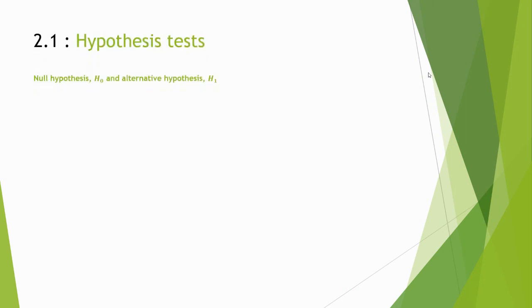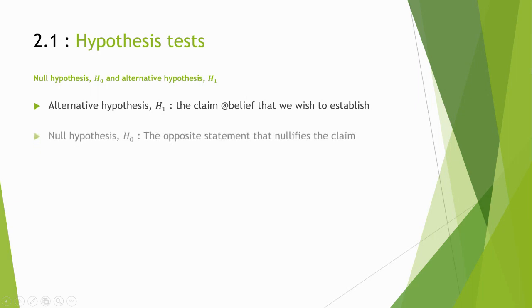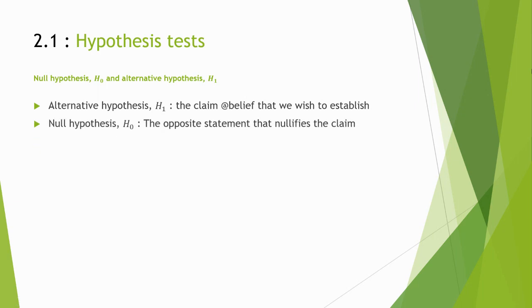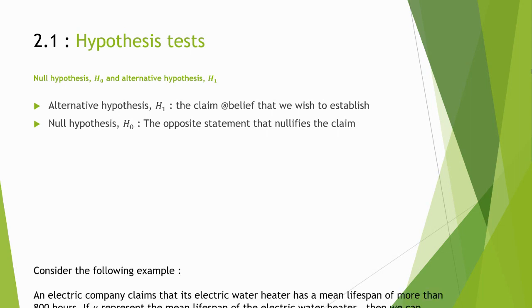For a hypothesis test, the first thing you have to know is what the null hypothesis is. The null hypothesis we denote as H0, and the alternative hypothesis we denote as H1. The alternative hypothesis H1 is the one that you claim or believe and wish to establish. These are the definitions. The null hypothesis is the opposite statement that nullifies the claim.